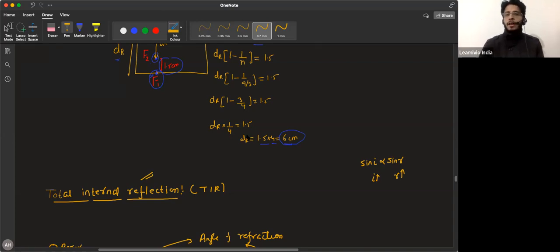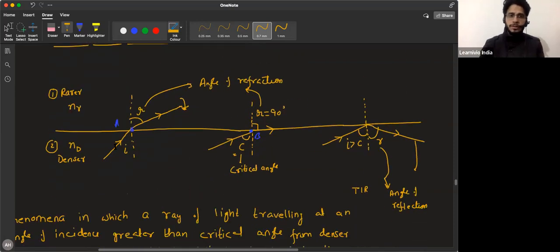So in TIR, total internal reflection, your wave is traveling from a denser to rarer medium. This is the denser medium and this is the rarer medium. When a ray travels from denser to rarer medium, it bends away from the normal. So your angle of refraction is greater than the angle of incidence. In Snell's law, we did that angle of incidence and angle of refraction are directly proportional. It means if you increase the angle of incidence, then the angle of refraction will also increase.